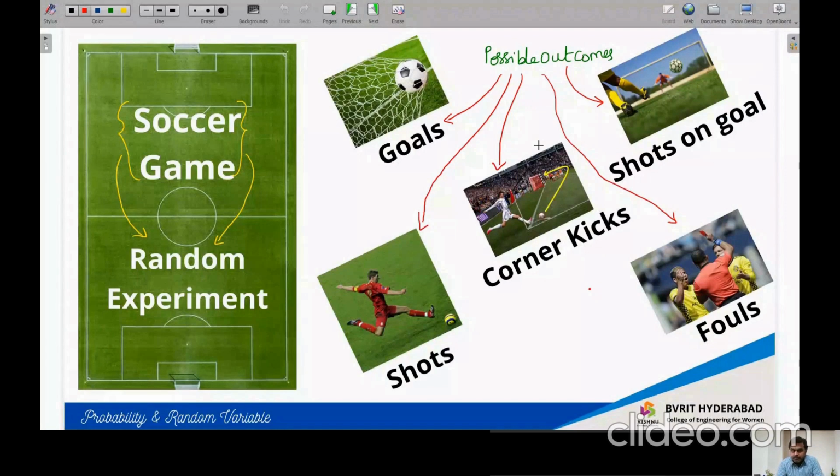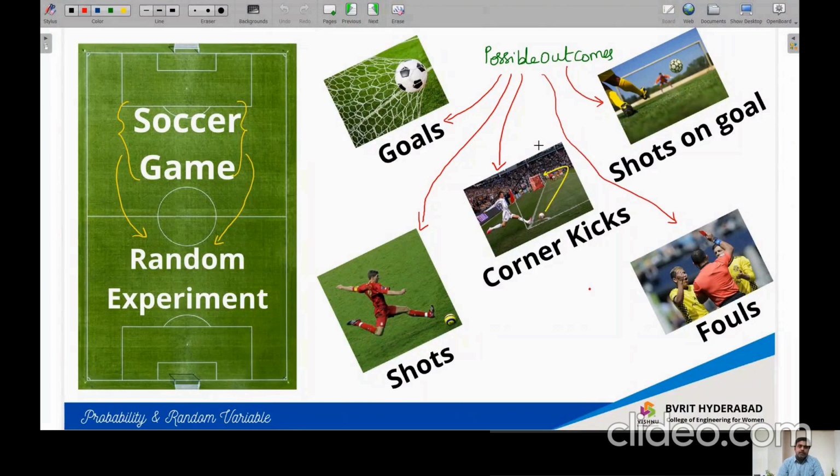Got my point till now? Yes, sir. We can't know how many goals they will score directly until the game is finished. We can't say how many shots they are going to play directly onto the goal. What is their plan? We can't say how many direct shots they can hit onto the goal. Right? So this soccer game I am going to treat as a random experiment, because I don't know what the different outcomes are or the number of outcomes. On the screen, I have shown you only some set of possible outcomes.